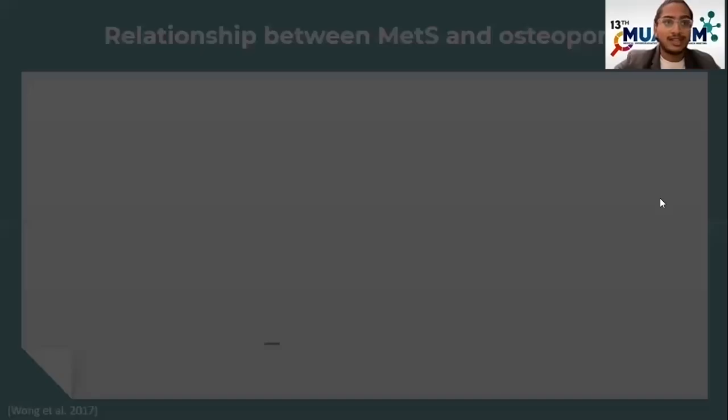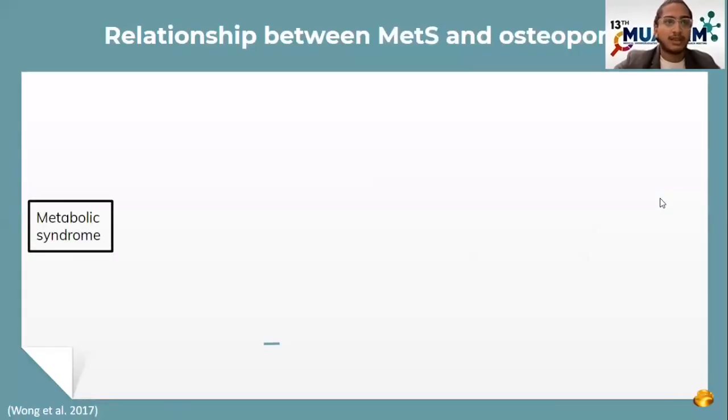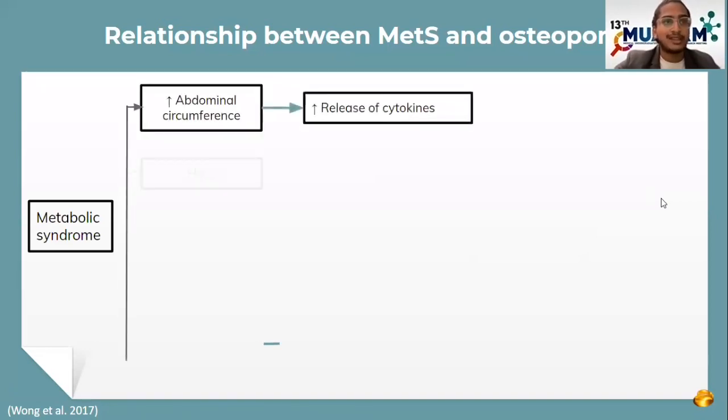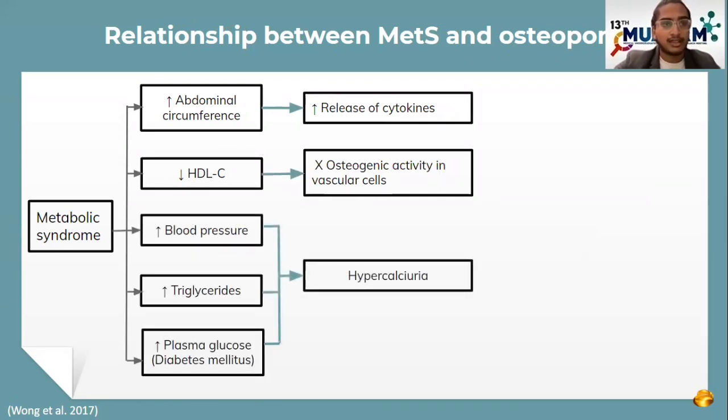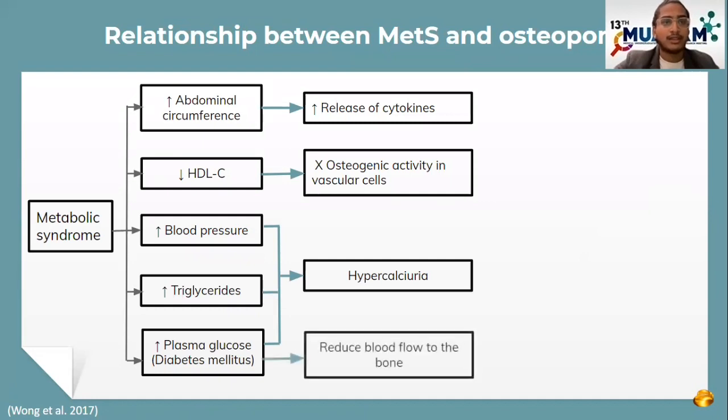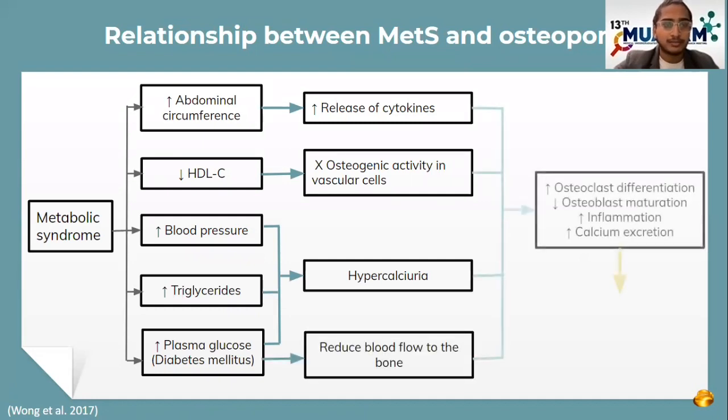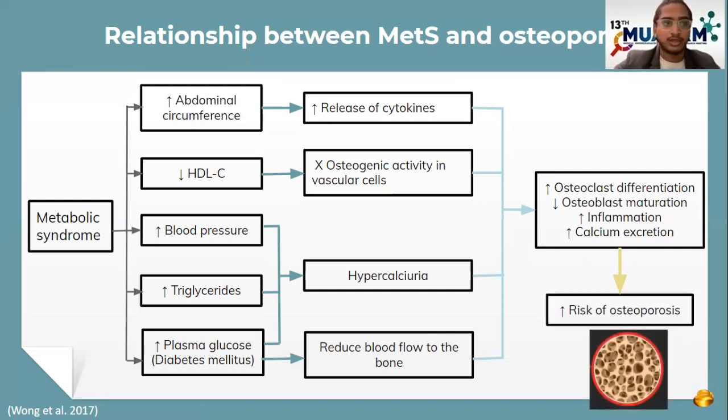So what is the relationship between metabolic syndrome and osteoporosis? So metabolic syndrome has these components: increase in abdominal circumference, decrease in HDL-C, increase in blood pressure, increase in triglyceride, and increase in plasma glucose. So all these components will lead to release of cytokine, inhibit osteogenic activity in vascular cells, hypercalciuria, and reduce blood flow to the bone. So overall, it will increase the osteoclast differentiation, decrease the osteoblast maturation, increase the inflammation, increase the calcium excretion, which will lead to increased risk of osteoporosis.